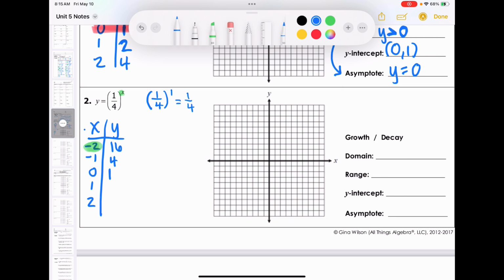So I want to turn that into a decimal. I'm going to do 1 divided by 4, and that gives me 0.25. Then when I put a 2 in there, that gives me 1 over 16. So I do 1 divided by 16, and I get 0.0625.